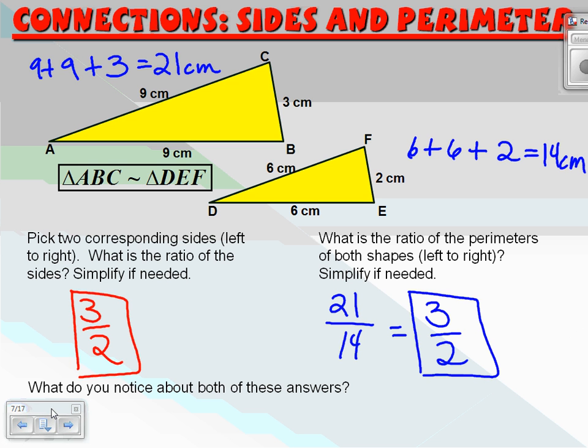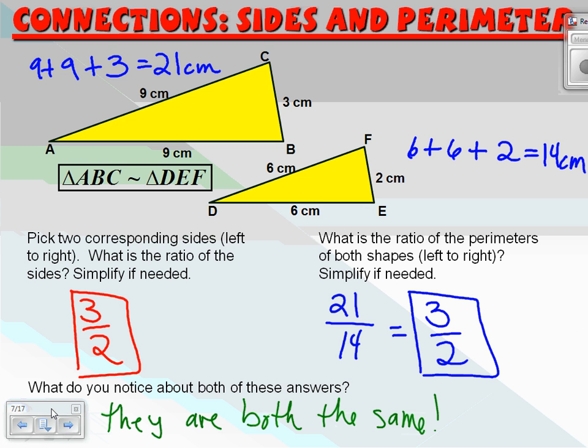What do you notice about both of these answers? Just like the previous slide, they are both the same. The ratio of the sides is 3 to 2. The ratio of the areas, after I've simplified, is also 3 to 2. They're exactly the same.